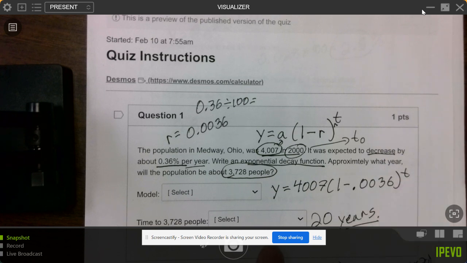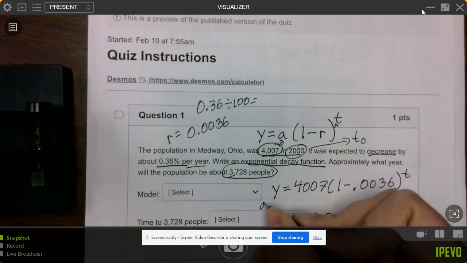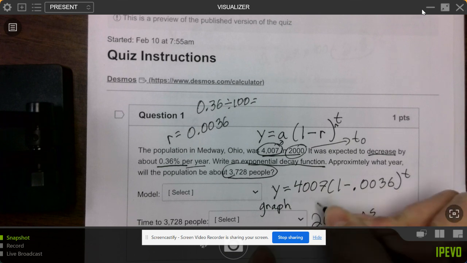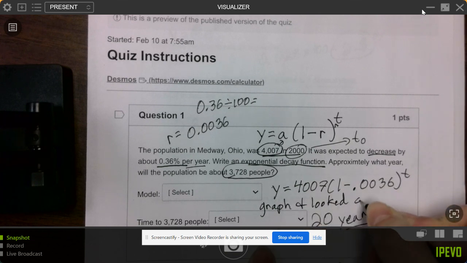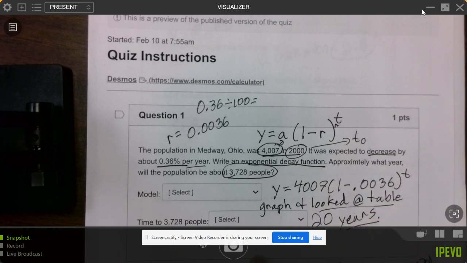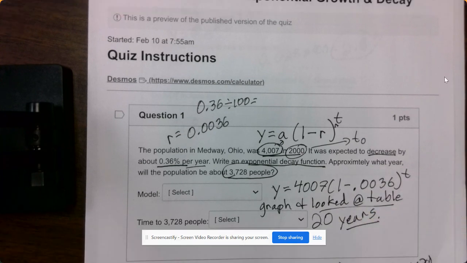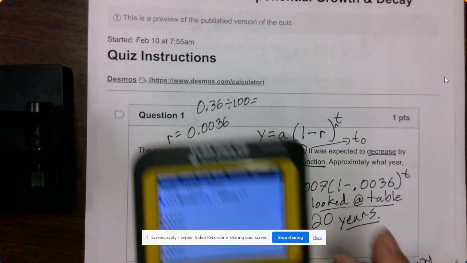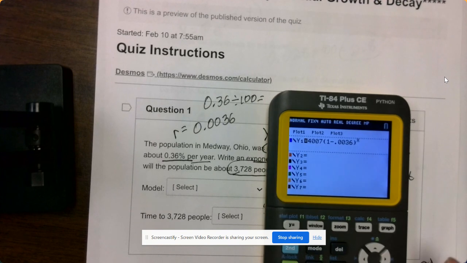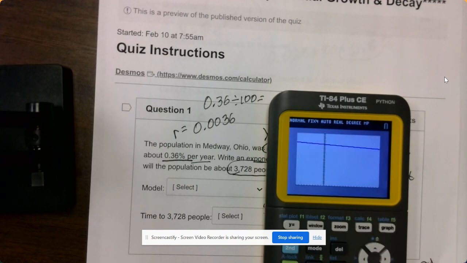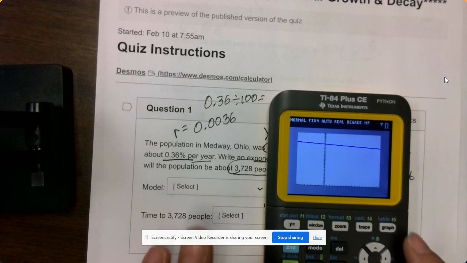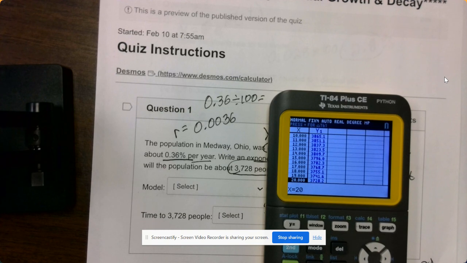So then I graphed it and looked at the table. I did the graph, and then I did the second table. And it would be at about 20 years.